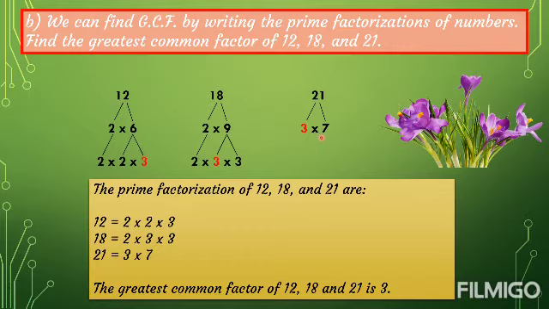Okay, so the prime factorizations of 12, 18, and 21 are 2 times 2 times 3, 2 times 3 times 3, and 3 times 7. Those are the factors, okay? And for the greatest common factor, as you see here, we're going to compare the factors. We have here the greatest common factor, which is 3. So take note that the greatest common factor of 12, 18, and 21 is 3.